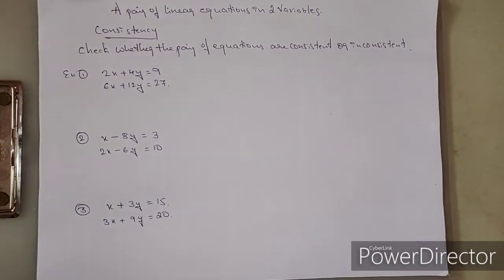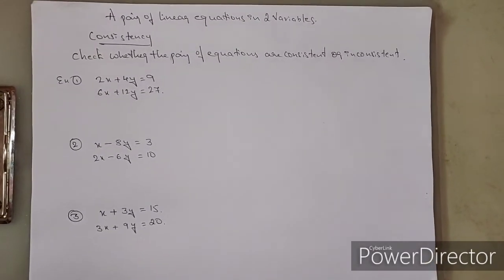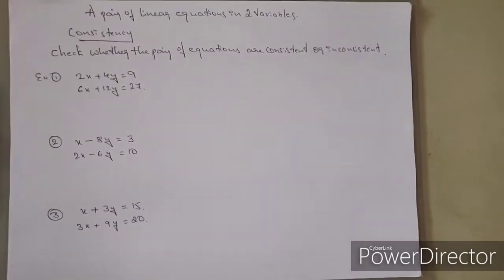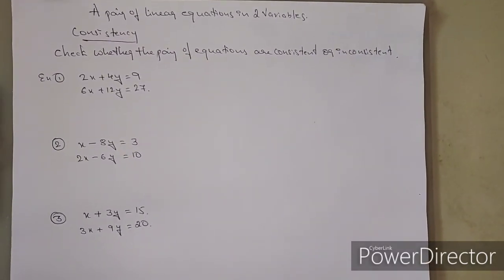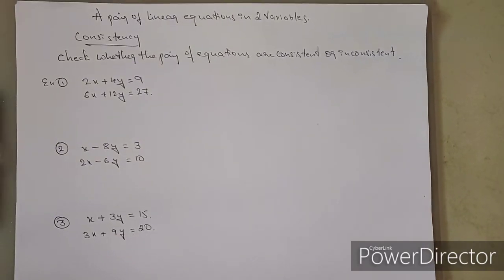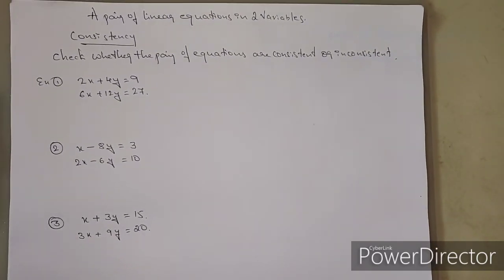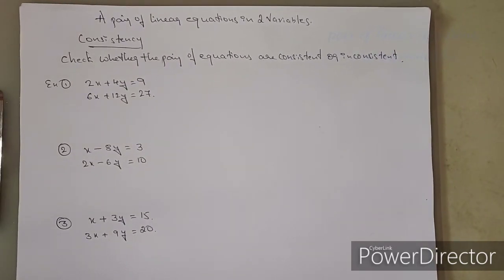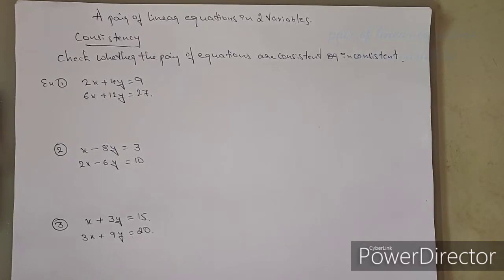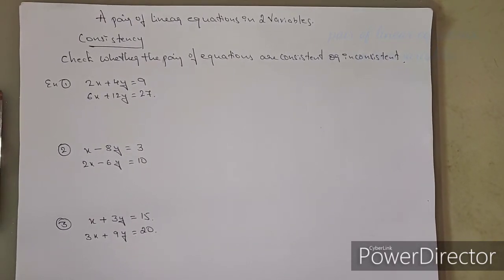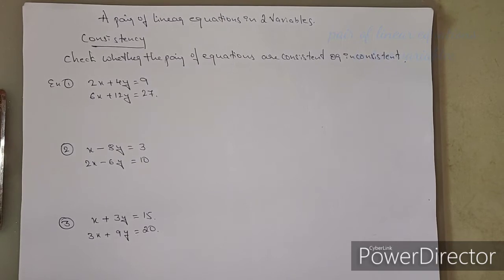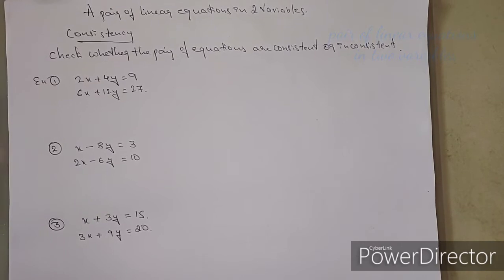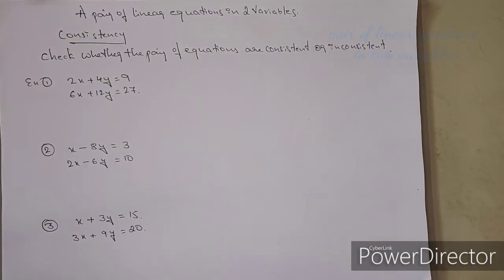Yesterday we discussed a pair of linear equations in two variables. Just by checking the values of the coefficients, we understood what type of graph we will get. So three types of graphs we understood yesterday. The lines may intersect each other and we will have a single or unique solution. If the lines are parallel, then the pair of equations will have no solutions. If the lines coincide on each other, we will have infinitely many solutions.